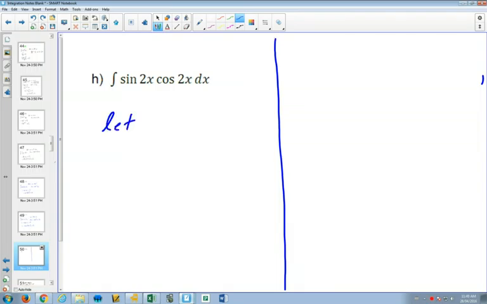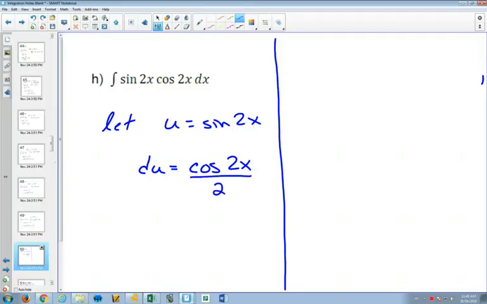So, first of all, in this one, we can let u and du equal either one. In this case, I'm going to let u equal sine 2x, because I know when I take the derivative of sine, I get positive cos. But because I have a 2x, there would be a chain rule involved when I take the derivative. So you'd have to multiply that by 2 afterwards. Did you see how I wanted to divide by 2?